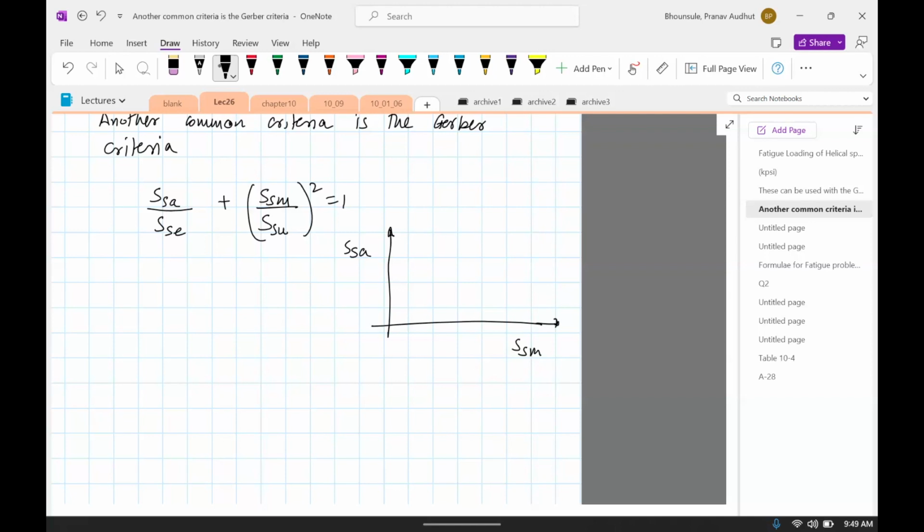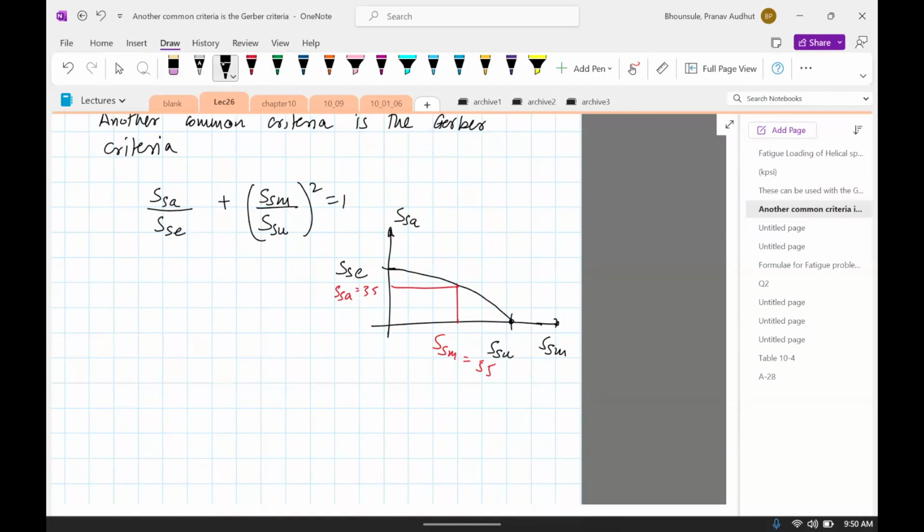SSA, so it passes through SSU and SSE, and the curve is basically a parabolic curve. It looks like this. Okay, what we know is that one point on this curve is SSM, which is equal to 55. Another point is SSA, which is 35. The same criteria as we've seen before.